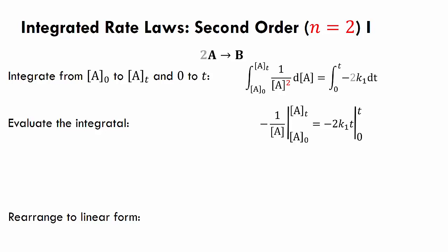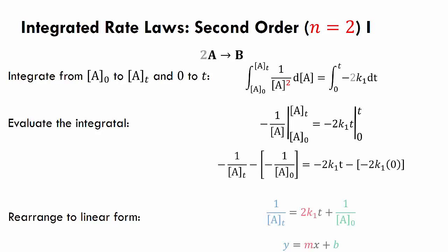and on the right from time 0 to time t to get this expression here, which again we can rearrange into the linear form, which is 1 over concentration of A at time t is equal to 2 times k1 times t plus 1 over the concentration of A at time 0. If we plot our y values as 1 over the concentration of A at time t and our x values as time t, we will get a linear plot where the slope m is equal to 2 times our rate constant and the y-intercept b is equal to 1 over the initial concentration of A.